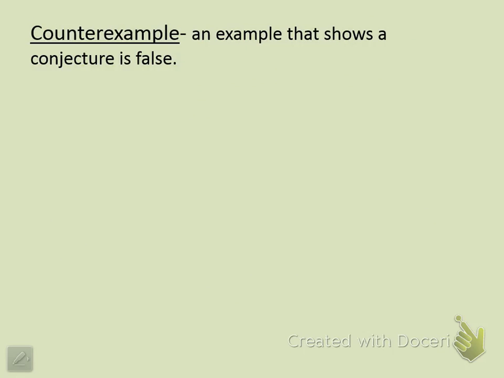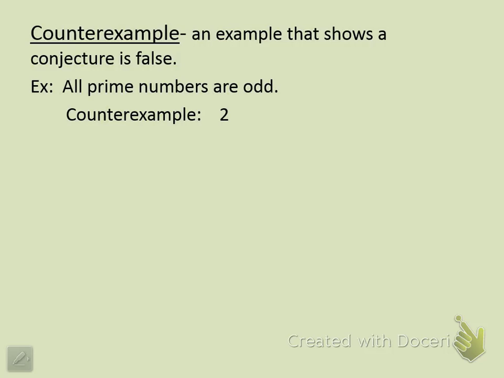Counterexample: an example that shows a conjecture is false. We're countering our original example, so we're trying to show why it's false. For the conjecture that all prime numbers are odd, a counterexample is 2. 2 is a prime number because it can't have anything divided out of it, but it is also even.